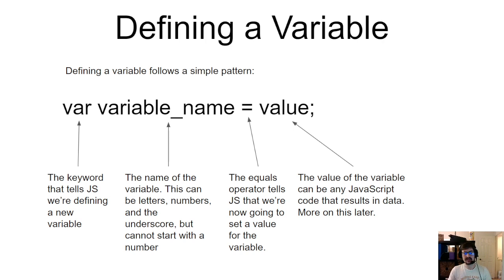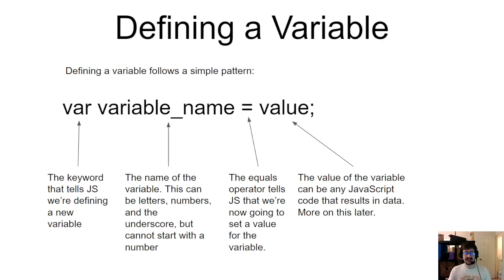This can be letters, numbers, and an underscore, or multiple underscores. It cannot start with a number. That's just a limitation in the language. Most high-level languages are like that. So you could have name1 or name2 or name underscore 2, but you can't have one name starting with like the number 1. Then there's an equal sign.